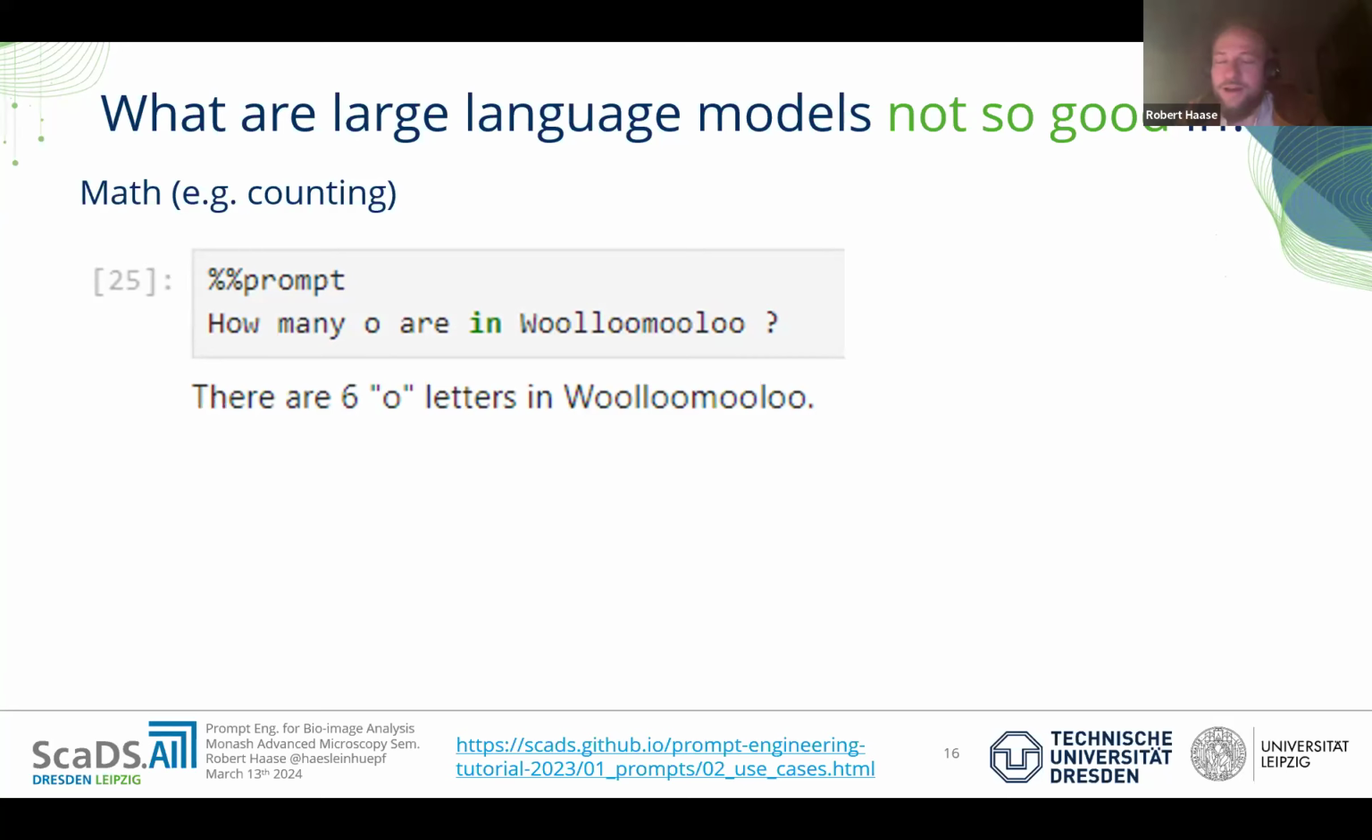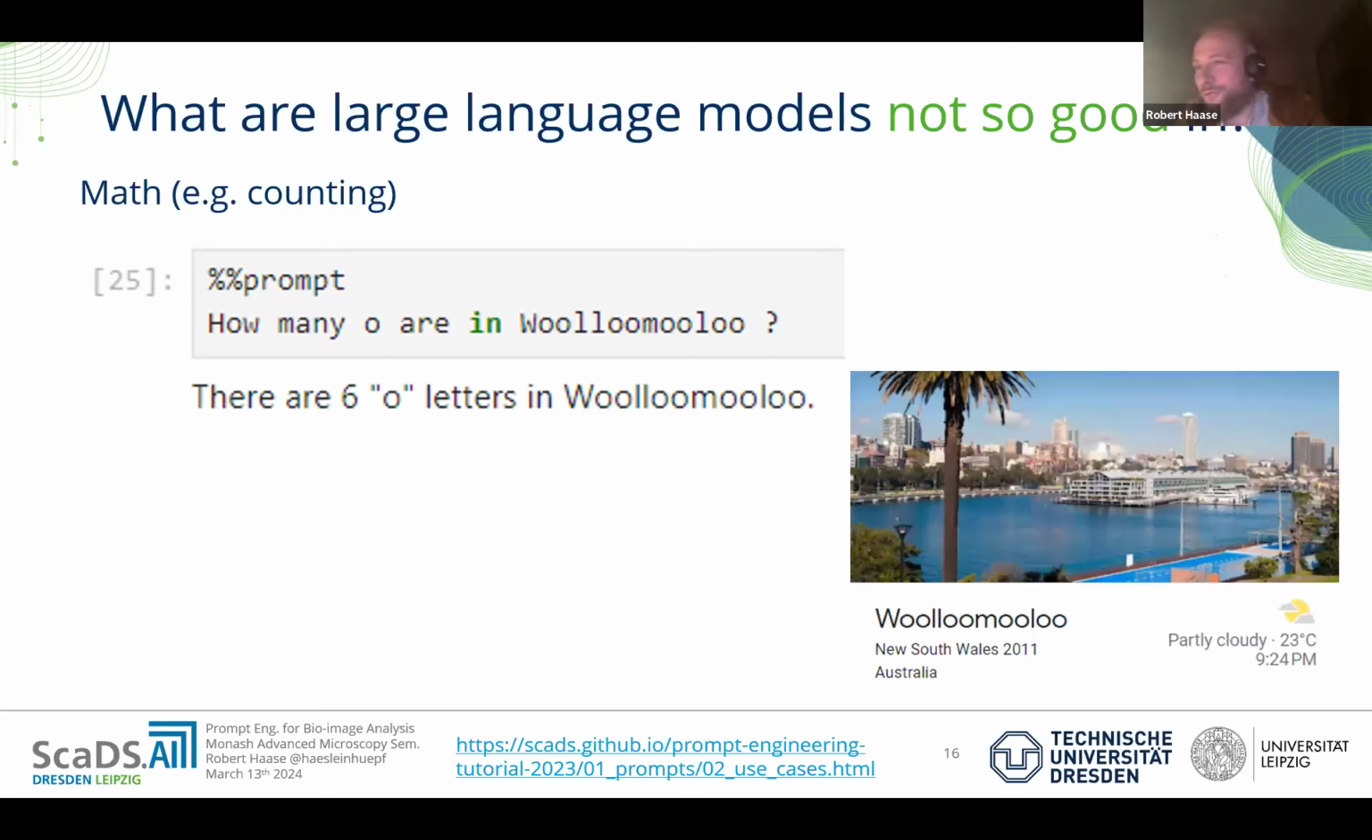How many O's are there in Wulumulu? Well, it says sometimes six or five or seven. Sometimes it may say eight, which is right. But here you can nicely see that this language model, which is built to assemble text, to transform text from one form to another, is not capable of counting.